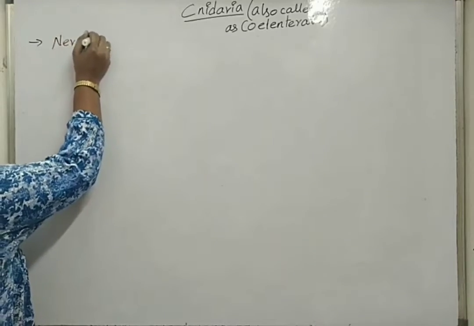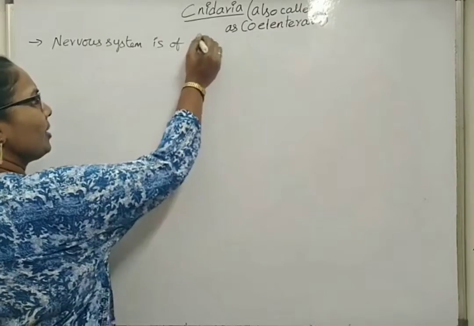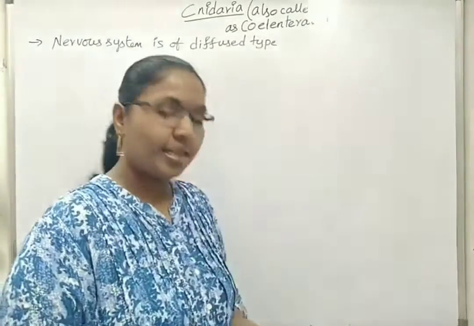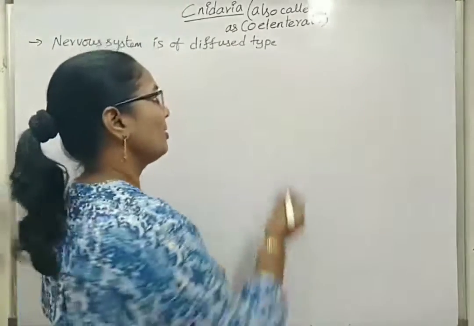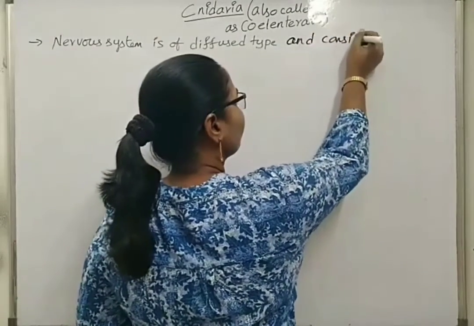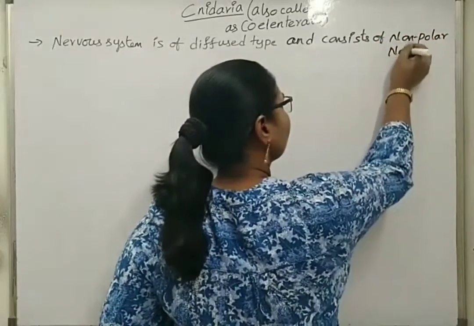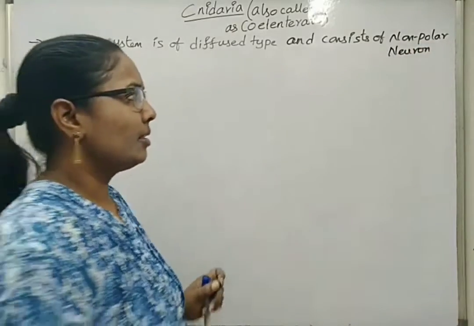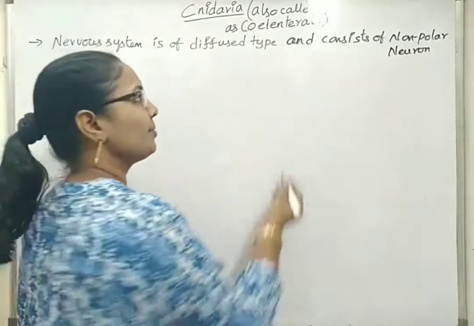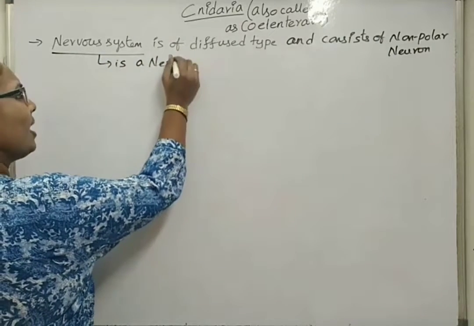Nervous system is of diffused type. The nerve cell in case of Hydra is called as non-polar neuron, diffused type, and consists of non-polar neuron. Because of the presence of non-polar neuron, the complete nervous system appears network-like. So nervous system is a network-like arrangement.